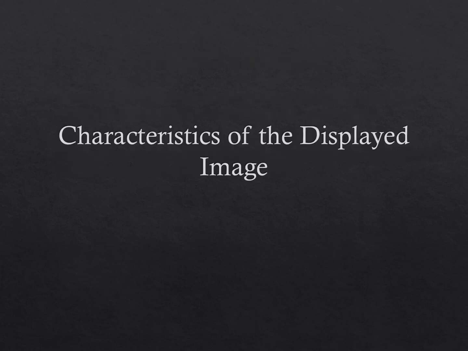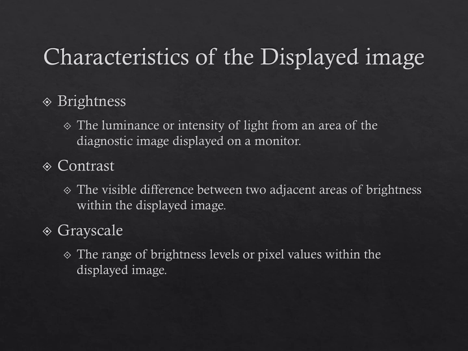So now let's talk about characteristics of the displayed image. The first set, we have brightness, the luminance or intensity of light from an area of the diagnostic image displayed on a monitor. Contrast, the visible difference between two adjacent areas of brightness within the displayed image. And then grayscale, the range of brightness levels or pixel values within the displayed image. We touched on these three this past week in lab.